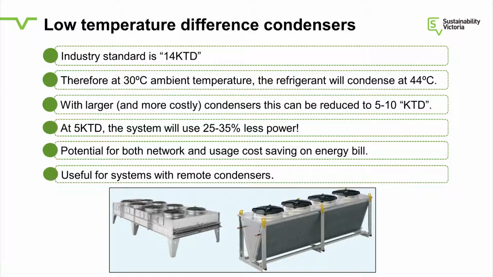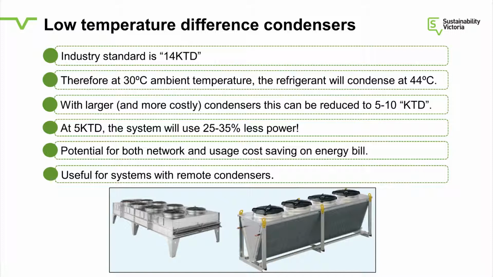What does 14 KTD mean? It means that on a 30 degrees ambient day, your condensing temperature would be 44 degrees. If you were to spend more money up front on your condensers and go for a larger condenser with a lower TD, let's say 5 to 10K TD, then you'll actually save 25 to 35% power most of the time. And that's what the supermarkets do. The large retailers have in their specifications no more than 7K TD for very good reason. So they're quite happy to invest that additional amount of money because the payback is obviously there.